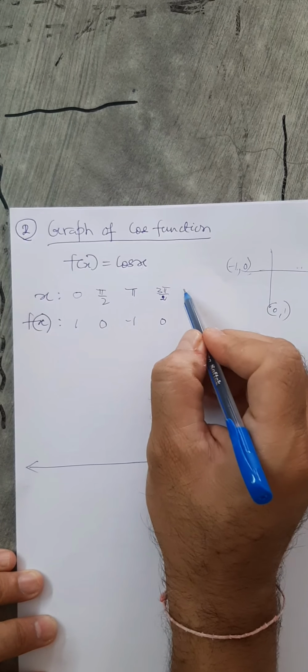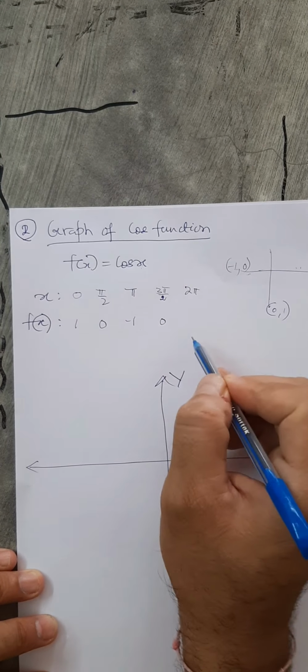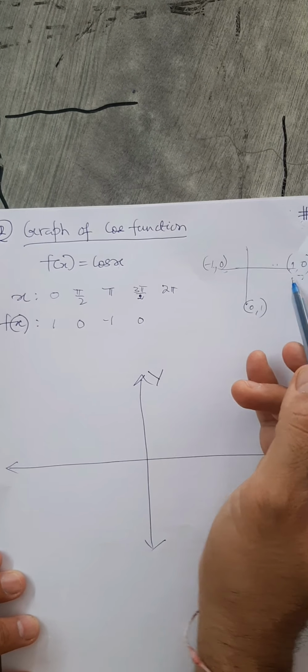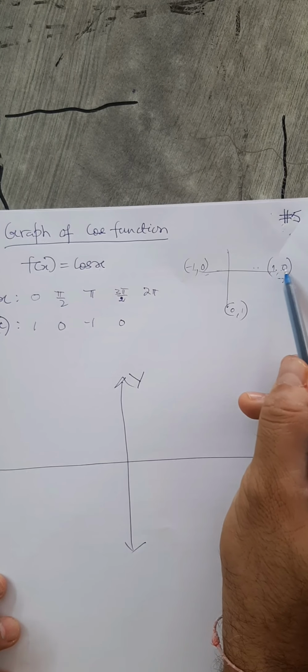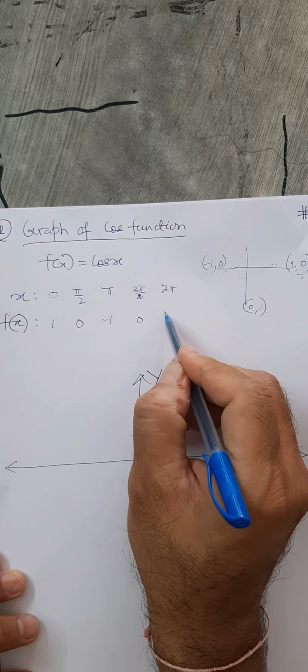So this is 0. Then you come to 2 pi. 2 pi is here. Then the first coordinate is 1. So this is nothing but 1.